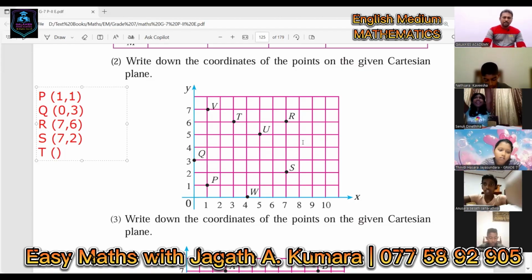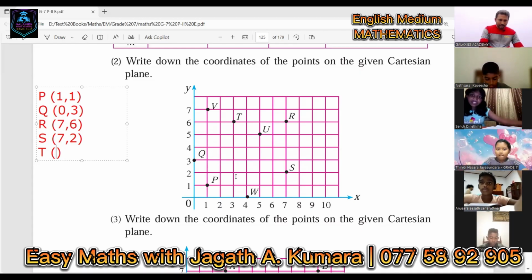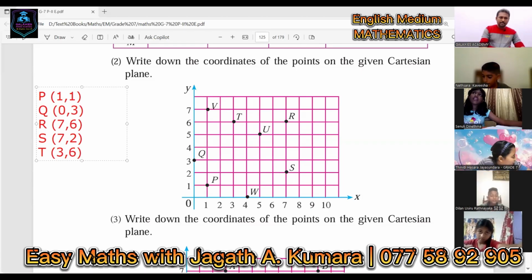Tinidi, coordinates of T. 3, 6. Yes, x coordinate this position, 3. Y coordinate 6. So the answer is 3, 6. Then next one, U. Also we can check the coordinates of U.